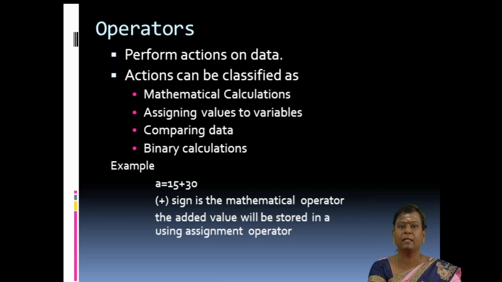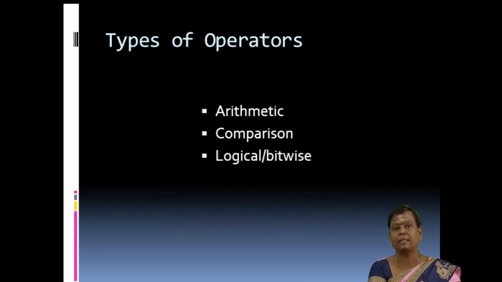Next, okay, we have seen about the variables and constants. Next we are moving on to operators. Operators are used to perform actions on data, and those actions can be classified as mathematical, assigning values, comparing data, and binary calculations. So here, a equals 15 plus 30: this equal to is the assigning operator used to assign the value to a, and 15 plus 30 is the operation. In that, a mathematical operator plus has been used. Moving on to the types of operators, they can be classified into arithmetic, comparison, logical or bitwise operators.